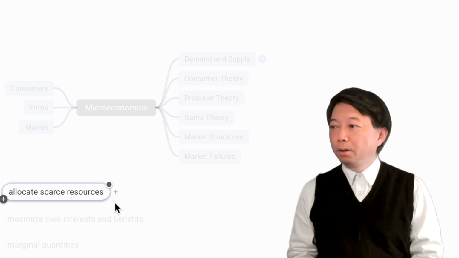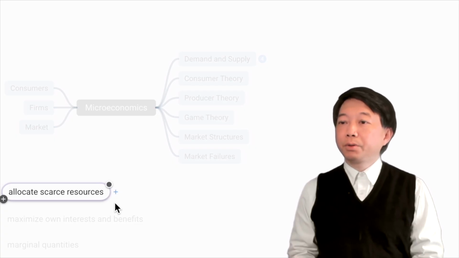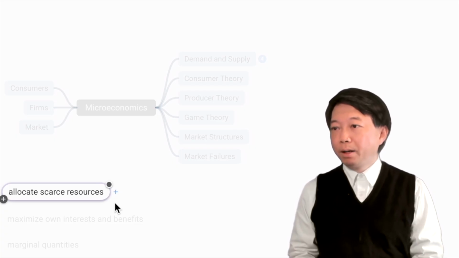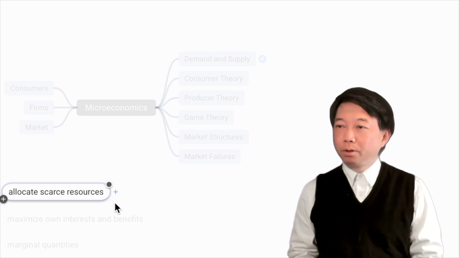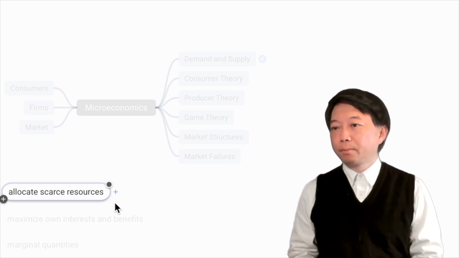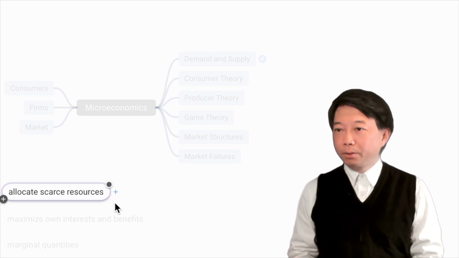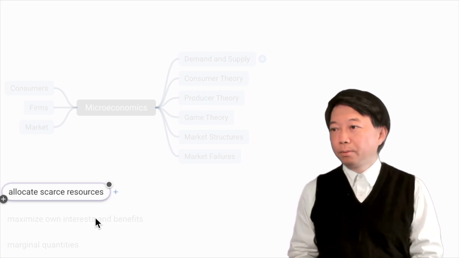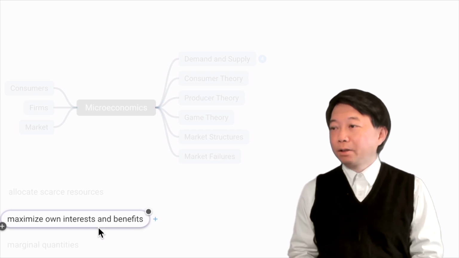For example, consumers consider how to use their limited income to maximize their utility. Our well-being is subject to our budget constraints. We cannot have everything we want, so we always face trade-offs. Microeconomics assumes that consumers and firms are rational. That is, they maximize their own interests and benefits.